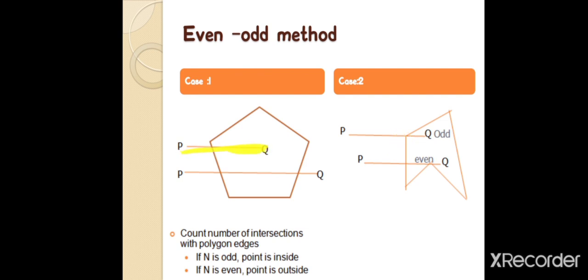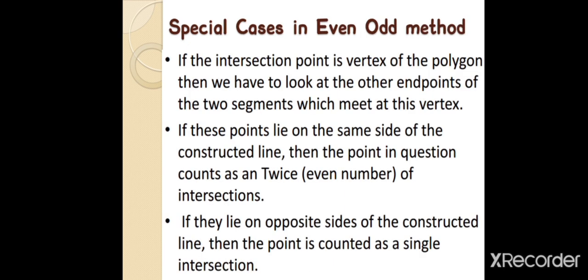If this is simple, then there is no problem. Here we can say odd intersection, so that's why the point is inside. If there is an even intersection, the point is outside. But if the intersection with the polygon boundary is at a vertex, then that is a special case which needs to be considered. How many times that intersection needs to be counted is called the special case. So we have to handle those special cases in the even odd method.